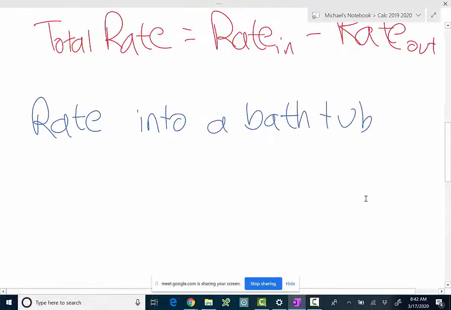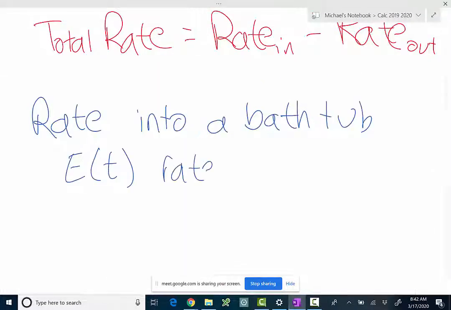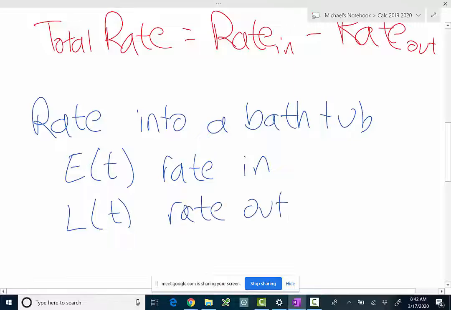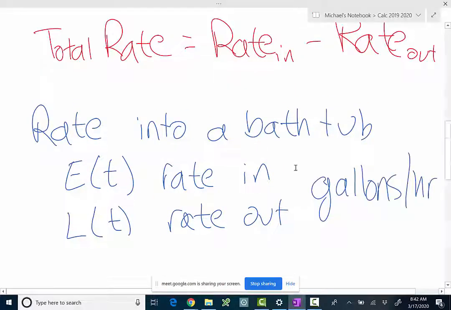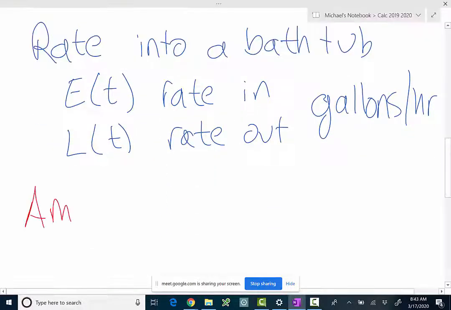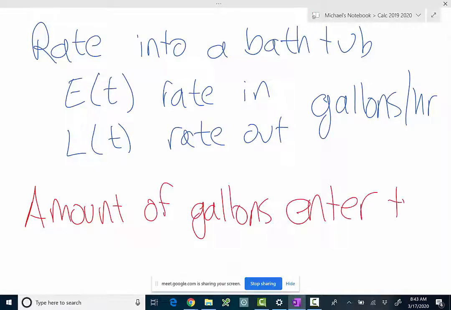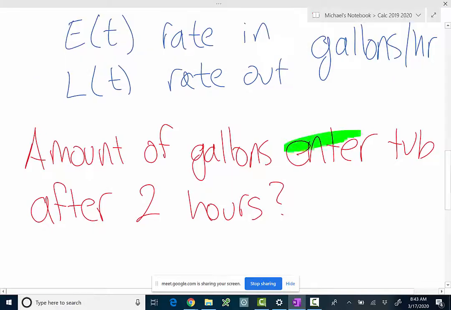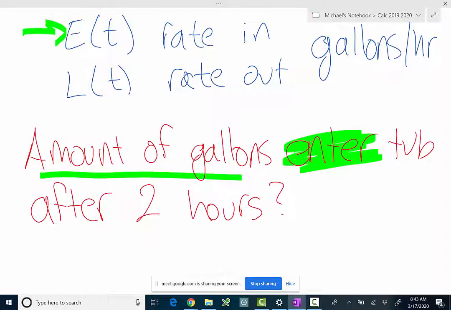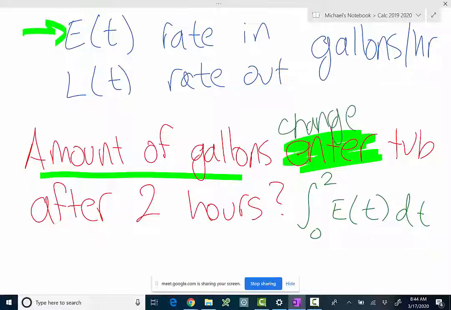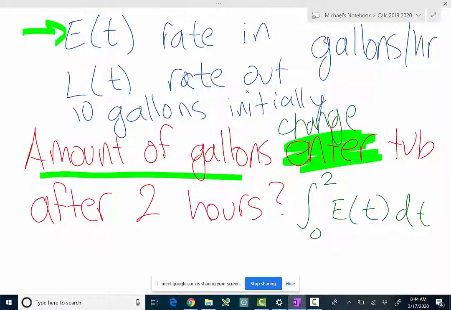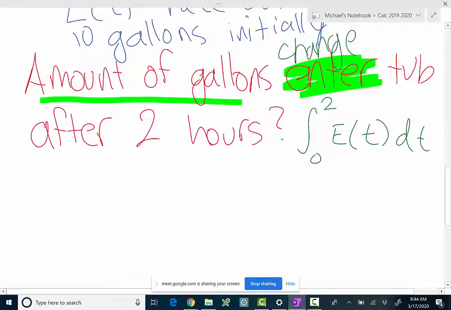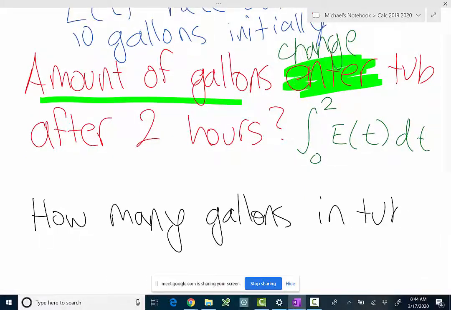So we'll kind of just set up some terminology so we can talk about this. So if we had the rate into a bathtub where E of T is our rate in and L of T is our rate out, and they want to know what is the amount of gallons that just enter, right? Then we're just going to use E of T because all we want is enter. We just want the change, right? If they said that there were 10 gallons initially, we don't care about that. They just want the change.